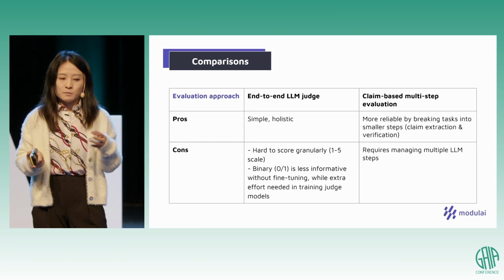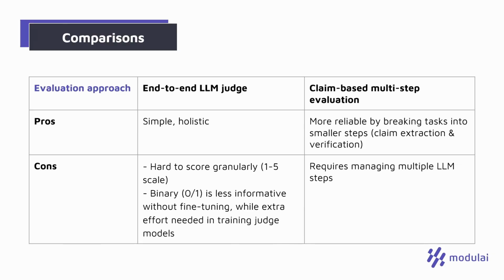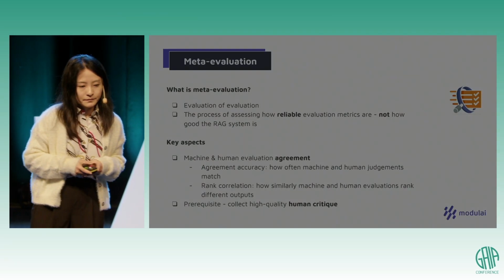Let's say you have two responses, both with the LLM giving a score of 1. How do you know which response is better? We can potentially get a probability score between 0 and 1 by fine-tuning an LLM judge, but this requires extra effort. On the other hand, the claim-based multi-step evaluation is more reliable because it breaks down the evaluation process into smaller steps. But the downside is that it requires managing multiple LLM steps, which is complex and time-consuming.